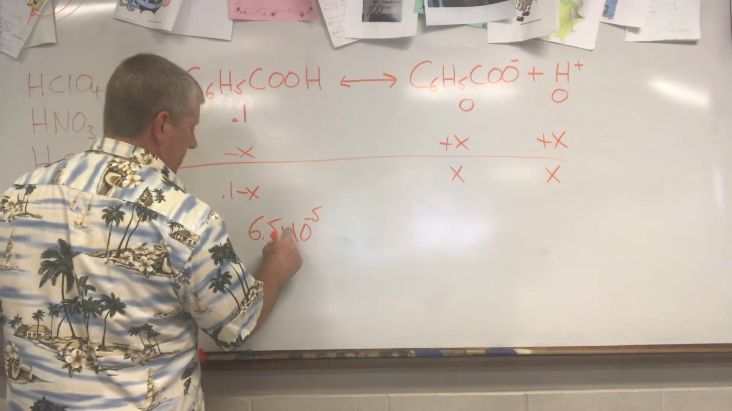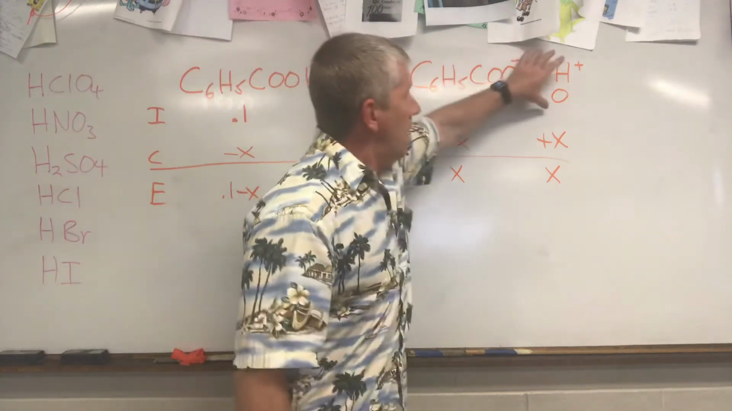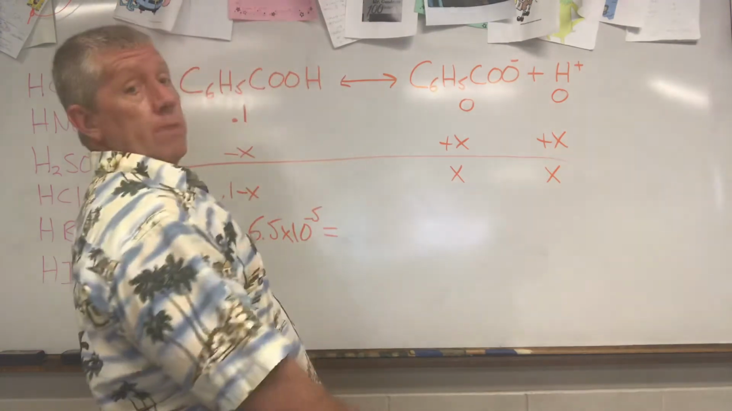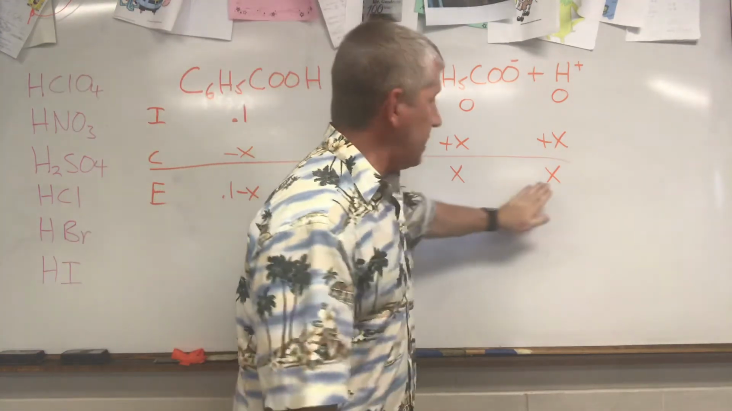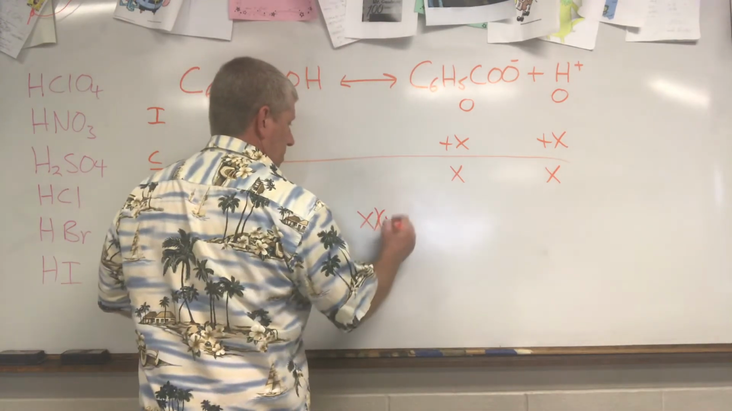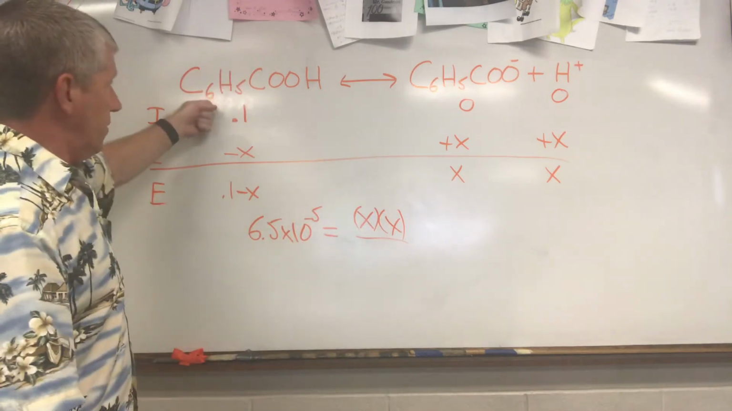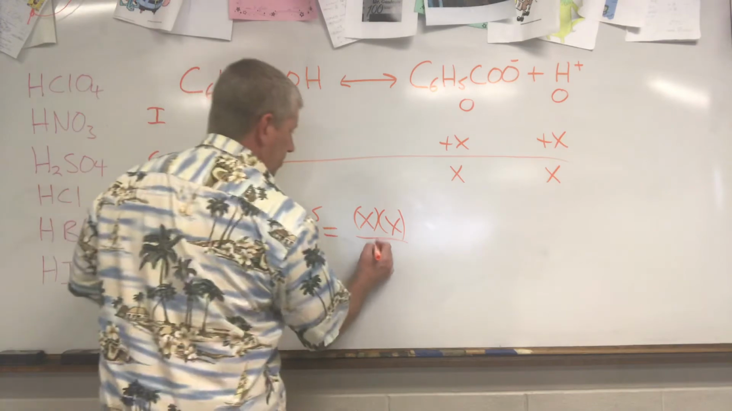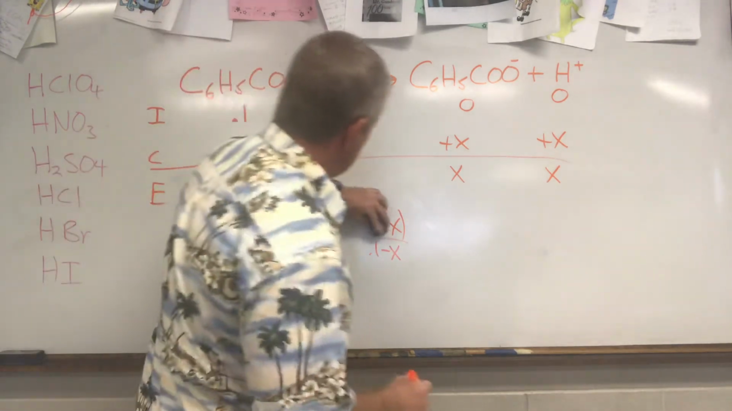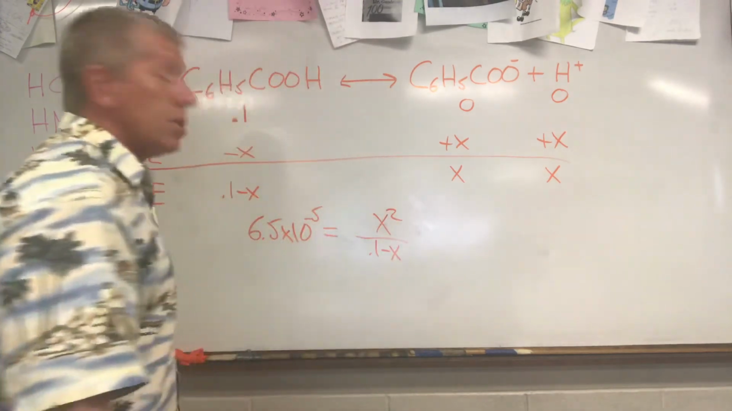K is equal to the concentration of the products at equilibrium, that's the E in my ice chart, x and x, over the concentration of the reactant at equilibrium, 0.1 minus x. That's x squared on top. And that x in the denominator I'm going to make go away.